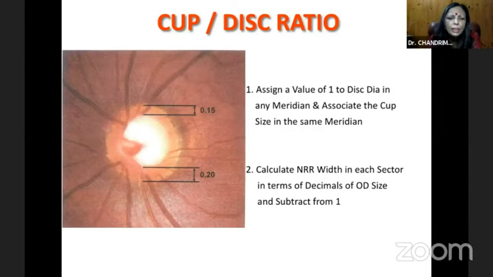To delineate a disc with a cup disc ratio, this is how we assess it. You put the whole disc as 1, and calculate the distance of the inferior rim. In this case it is 0.20, and the superior rim in this case is 0.15. If you add these two, 0.25 plus 0.15, and subtract from 1, you get a cup disc ratio of 0.65.